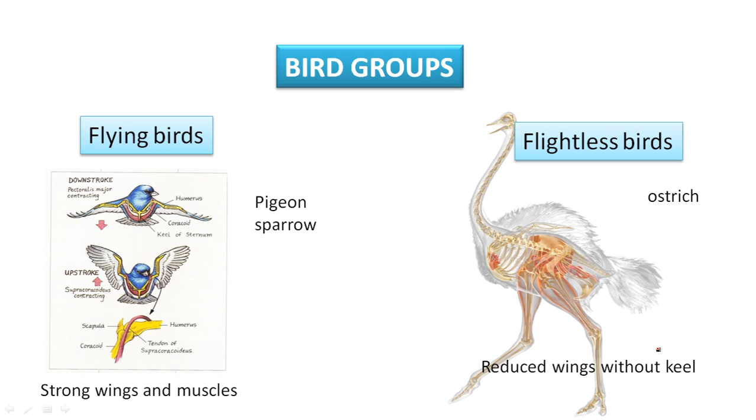The other group is the flightless birds. The main example is the ostrich, el avestruz. No pueden volar. So they have reduced wings without a developed keel.